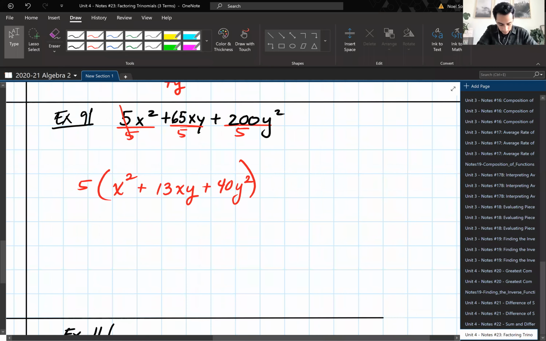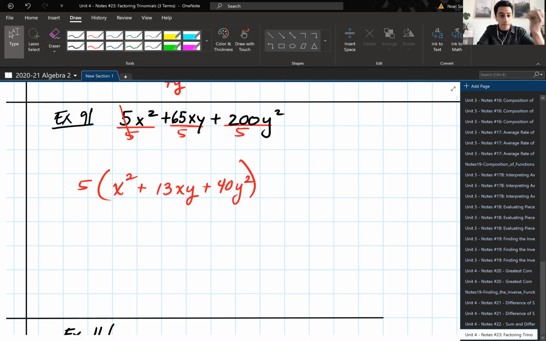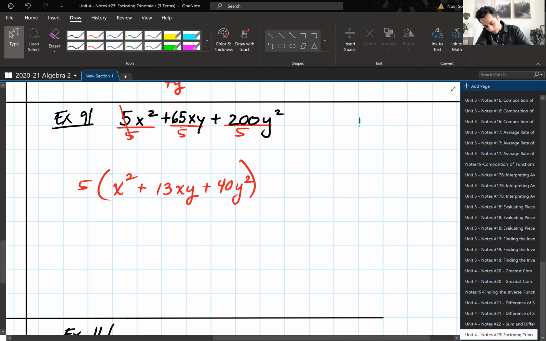Okay, so now notice how there's multiple variables in play. There's x squared, there's xy, there's y squared. The variables will kind of take care of themselves. Let's still focus on the actual values. Let's focus on the factors. What is it that we're looking for? What are we trying to find?